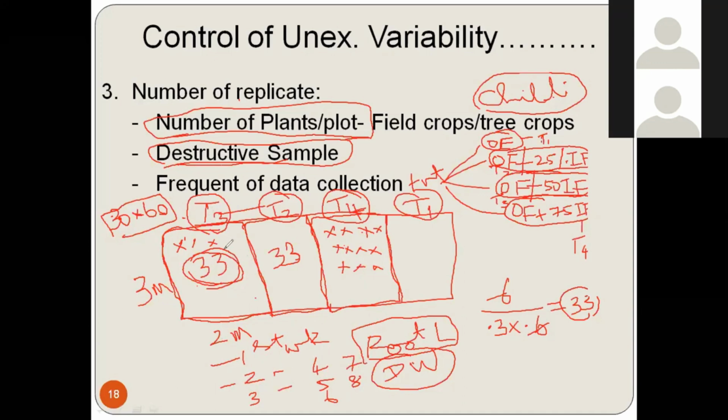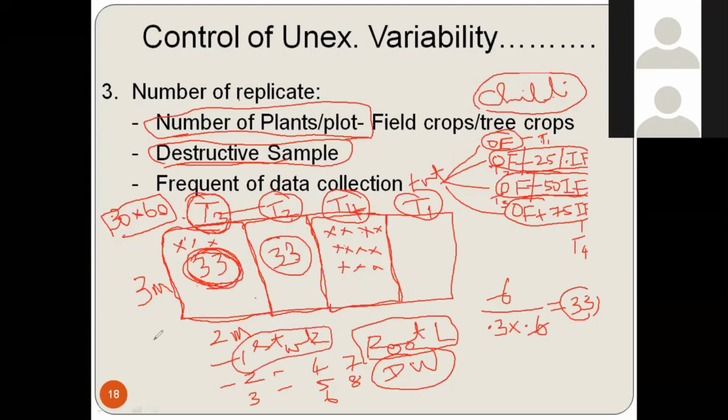Do you think this plant's response is the same as this group of plants? No. Why? Difference in fertilizers. Exactly. We have applied fertilizer differently, in different proportions. So we can test only these 33 plants for that given fertilizer recommendation.